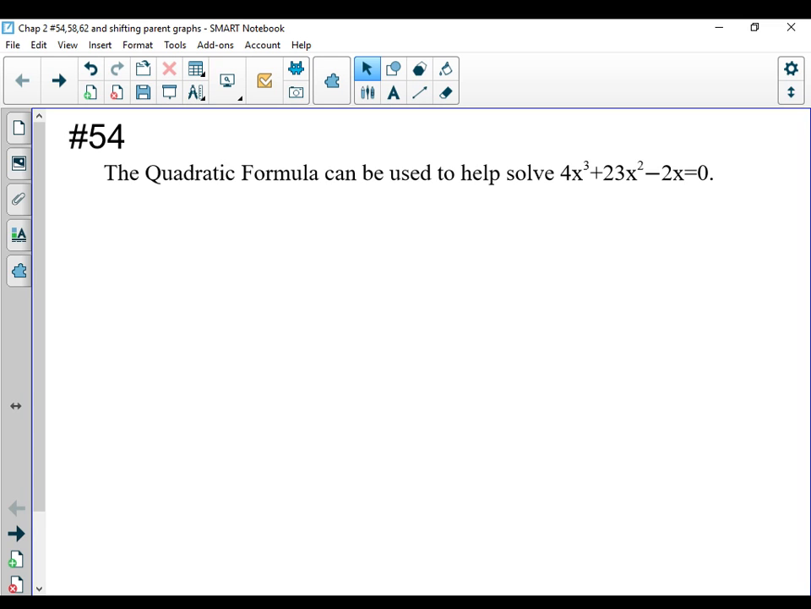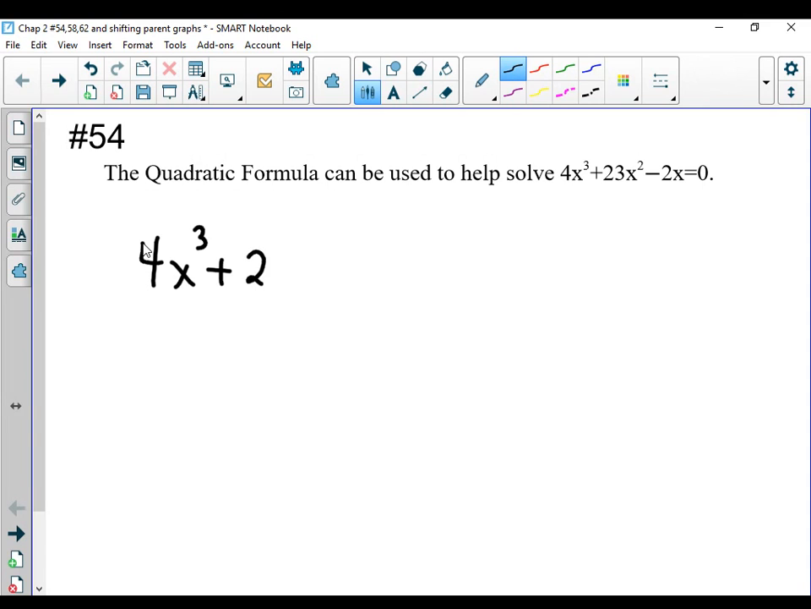Review from last year with geometry, but number 54 is one. I mean, that one was not from last year, but they gave us this equation, and they want to know about the quadratic formula, if we could use that to help us solve it. The biggest thing on this was the equation they gave you wasn't quadratic initially.